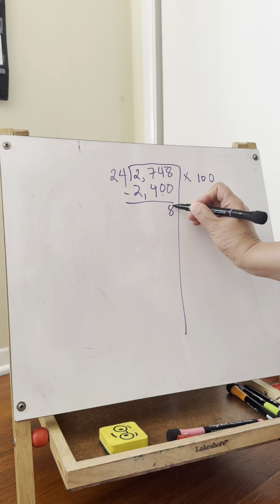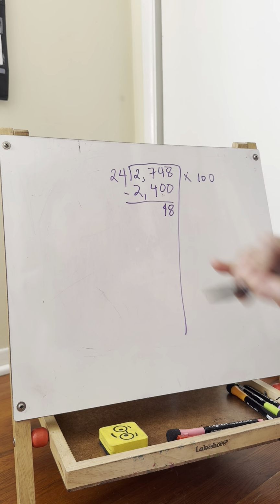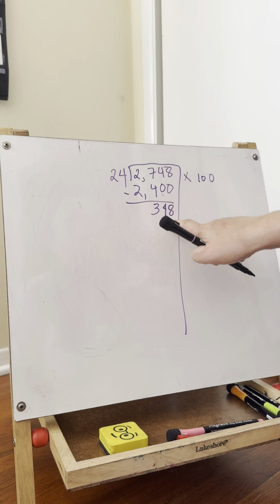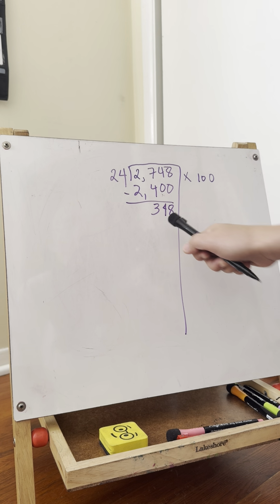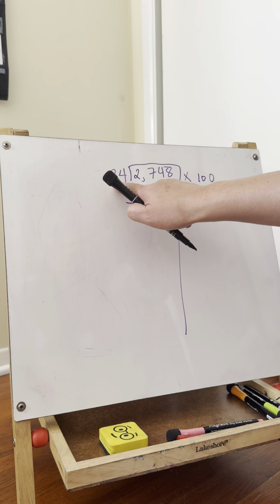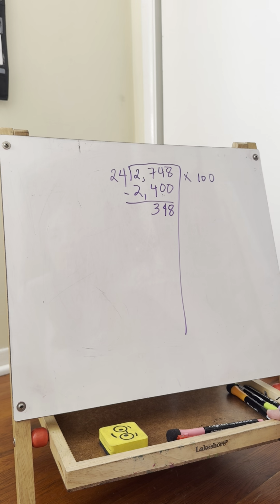Okay, bring down 8, 4, 3. Okay, now we are down to 348. From 2,748, we are now at 348. So it's easier for us to divide. So how many times does 24 go into 348?